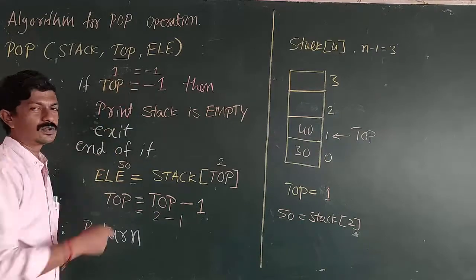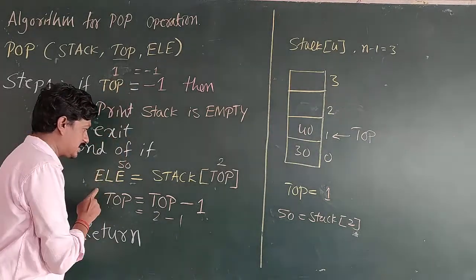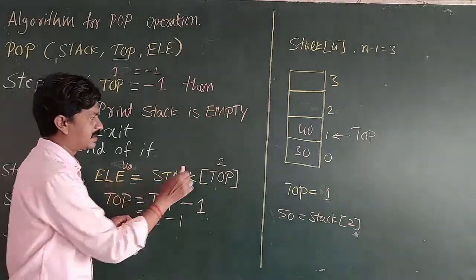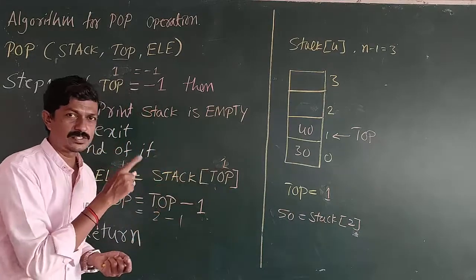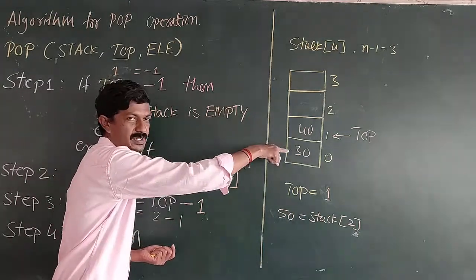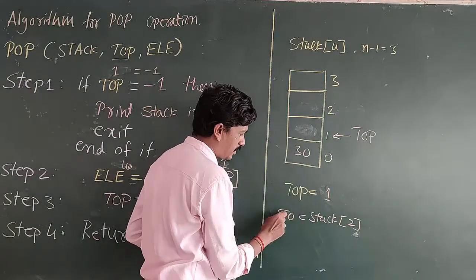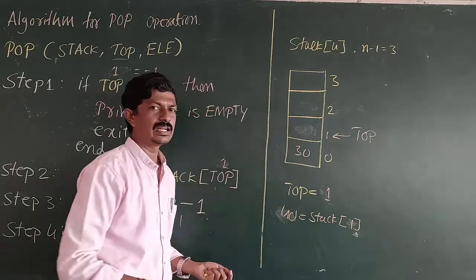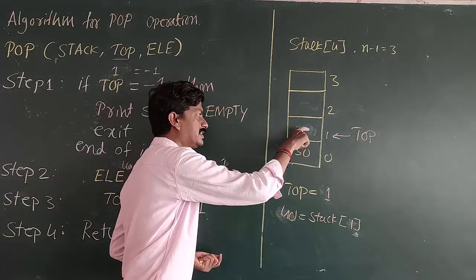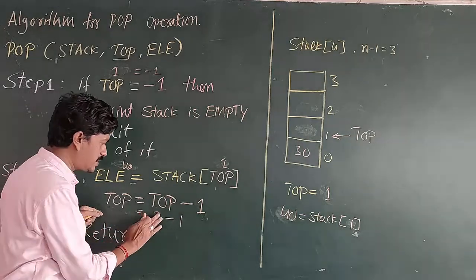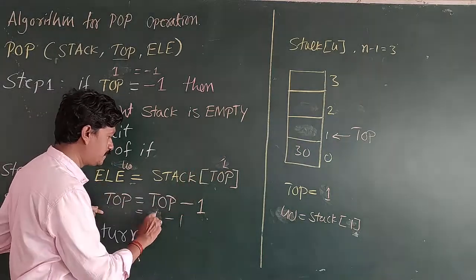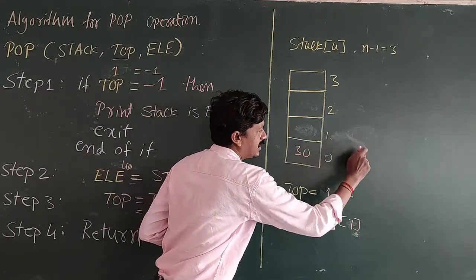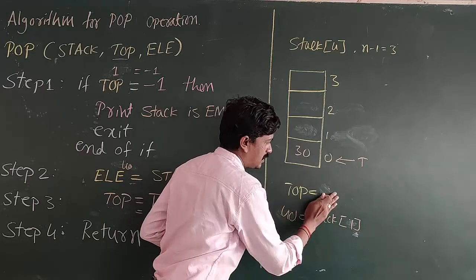Fine. 1 is not equal to -1. The condition becomes true. Element is 40. Stack of first position means the desired element is 40. I want to remove element 40 from the given stack. Yes, it is removed by performing this operation, which removes an element from the stack data structure. After deleting, we need to decrease the top pointer, that is top equal to top -1. Top is 1, 1 minus 1 is 0. Now the top pointer should be decreased to 0.